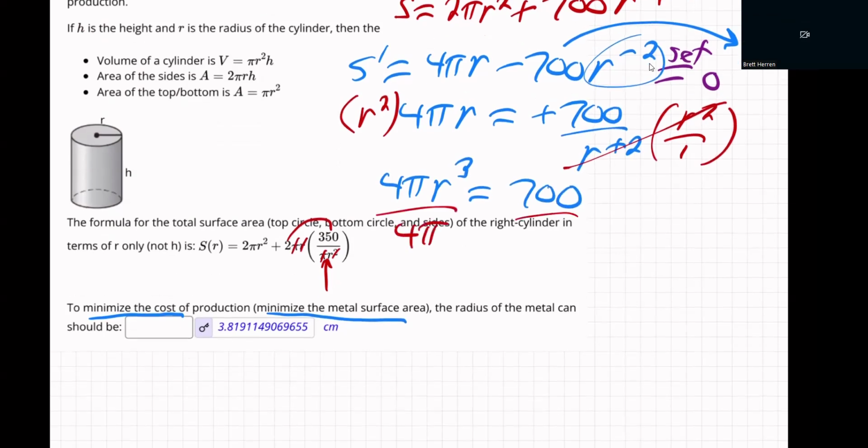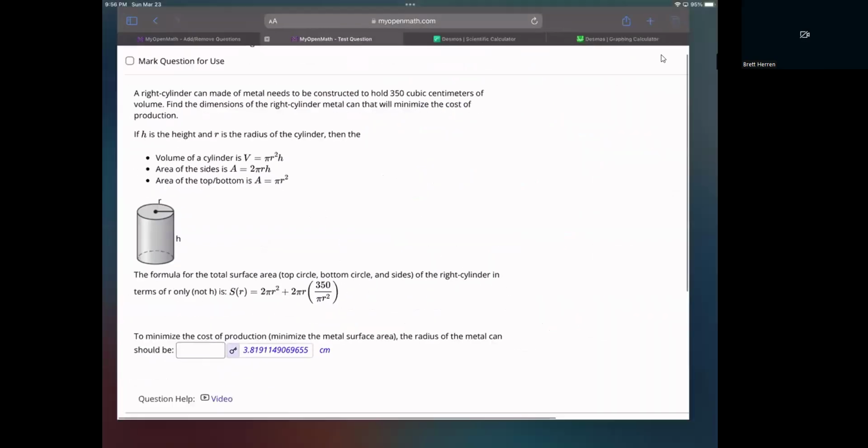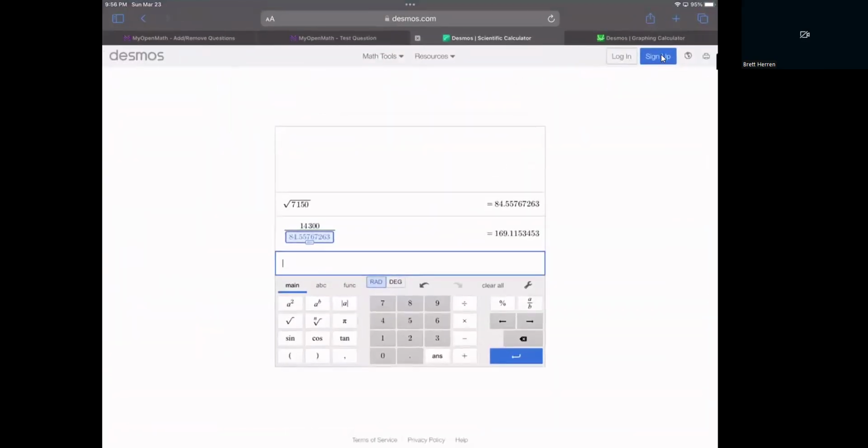Divide by 4 pi. Boom, boom. R cubed is 700 over 4 pi. How do we finish getting R alone? 1/3 power or cube root, same thing. The 1/3 power, the cube root, cancels and R is alone. We'll go to Desmos: 700 over 4 pi to the 1/3.